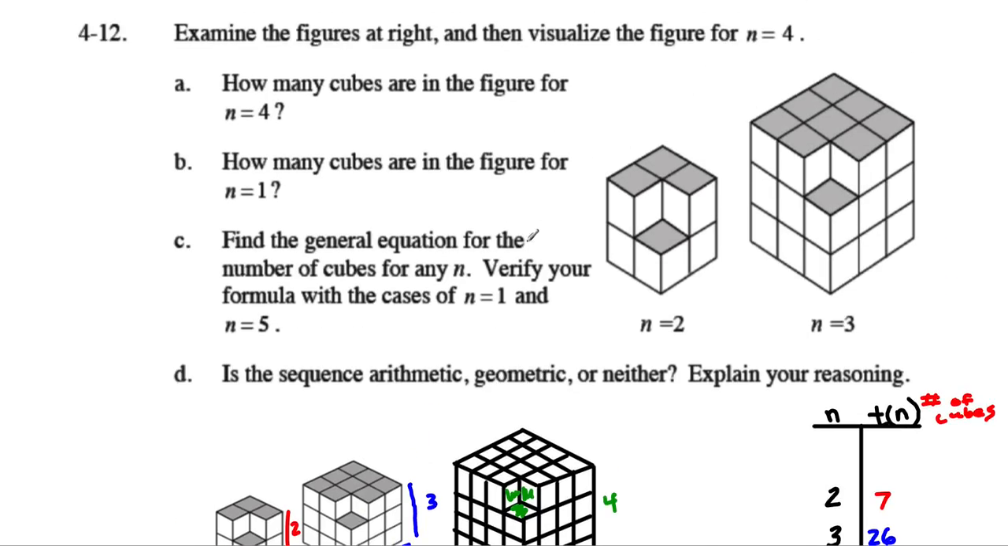So let's go up here. We've visualized it. It says how many cubes are in the figure for n equals 4. Well, we can say T of 4 is going to equal 63, or you could say 63 cubic units.